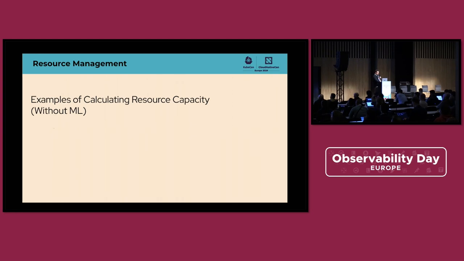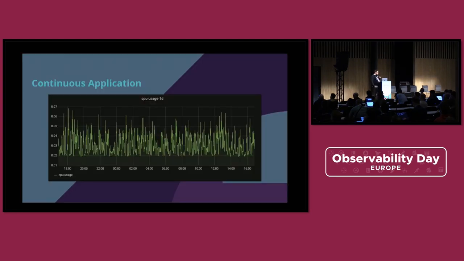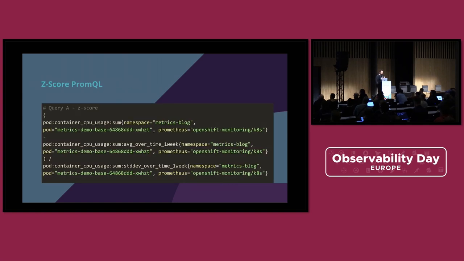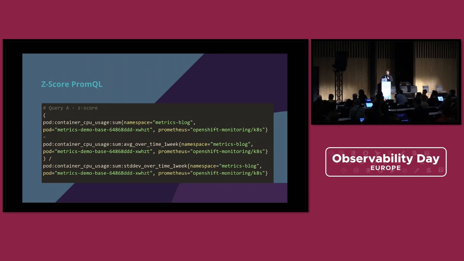So I'm going to show some examples without machine learning. This is an example of an application I pulled over the course of, I think, 24 hours, showing different CPU averages for a variety of pods running the same service. So this is a load balanced application, but it's the accumulation of the two. I'll talk a little bit about what a Z-score does. So here we have a PromQL, and this is calculating really the variety of change. For those of you who are not familiar with statistics, it's giving a magnitude of how often something has changed and what the variety of it is.